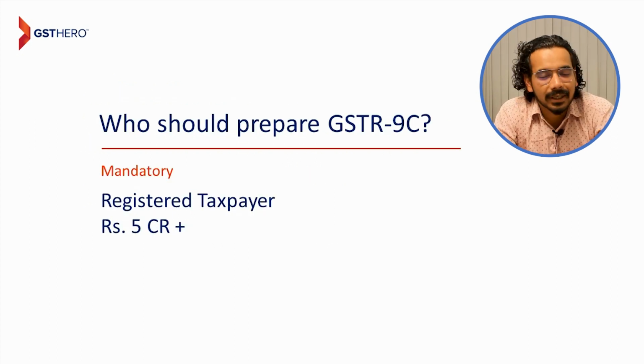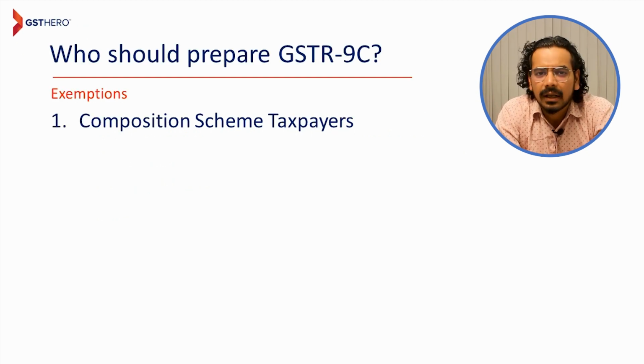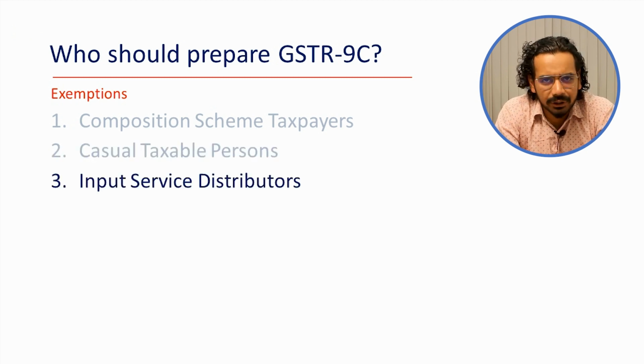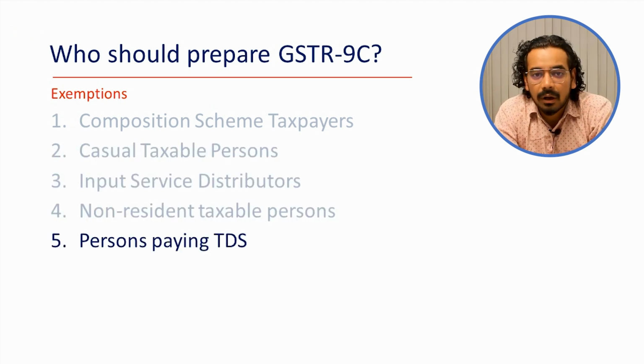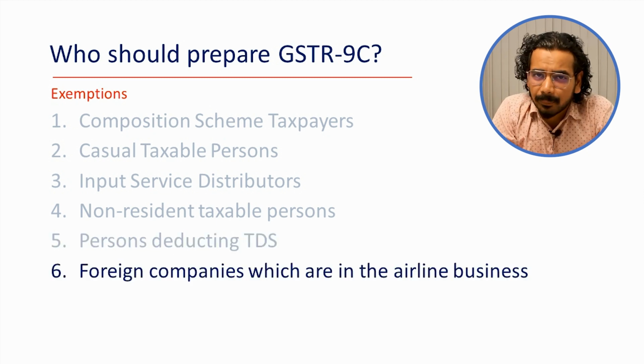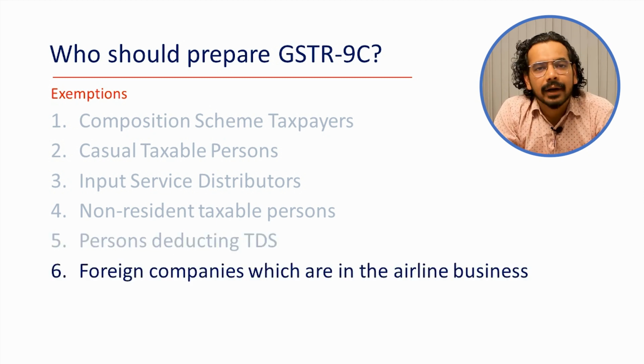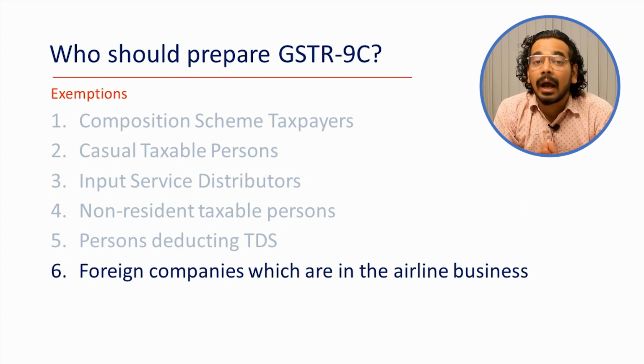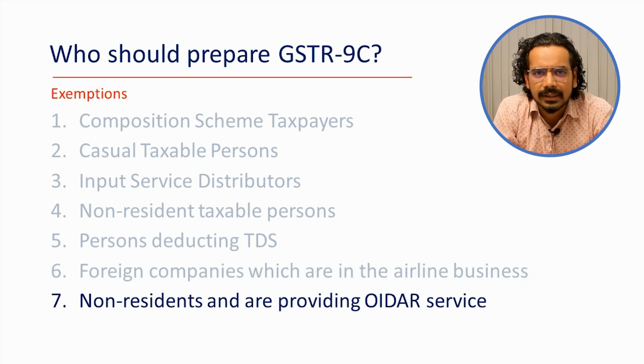Now, who should prepare GSTR-9C? Every registered person whose aggregate turnover during a financial year exceeds rupees 5 crores. Unless you are one of the lucky exemptions like composition scheme taxpayers, casual taxable persons, input service distributors, non-resident taxable persons, persons paying TDS, all foreign companies which are in the airline business and compliant with the relevant provisions and rules of the Companies Act 2013. And lastly, persons who are non-residents and are providing OIDAR services in India to unregistered persons.